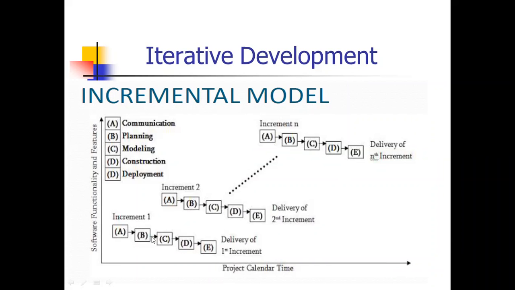The first increment contains all the steps we are going to perform. Then in the second increment, we again perform all the steps. Likewise, we can move further up to the nth increment. In the iterative model, we can backtrack. Backtracking is possible: if we fail at the modeling stage, then we can go back to the planning stage and restart that step. So this is possible in the incremental model.